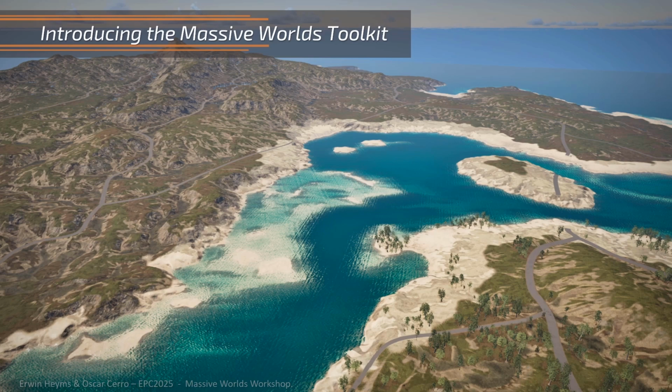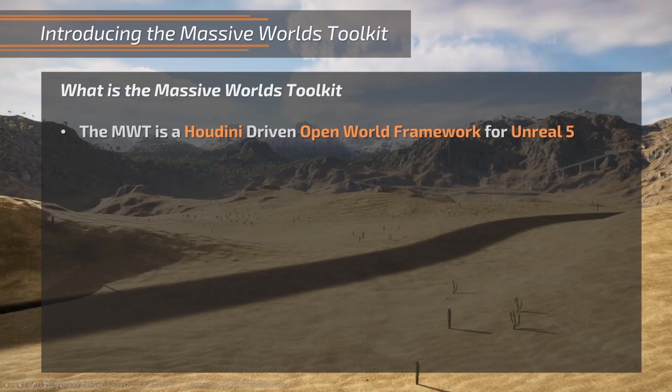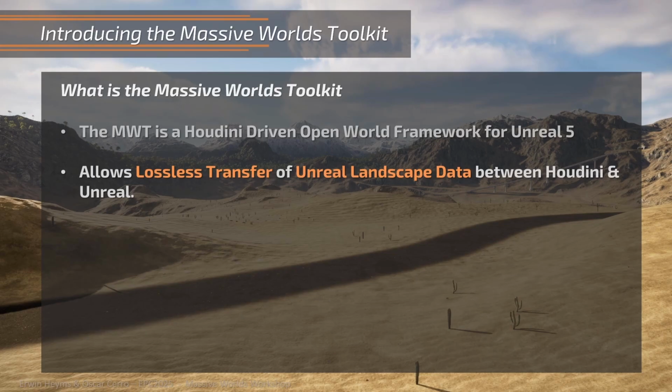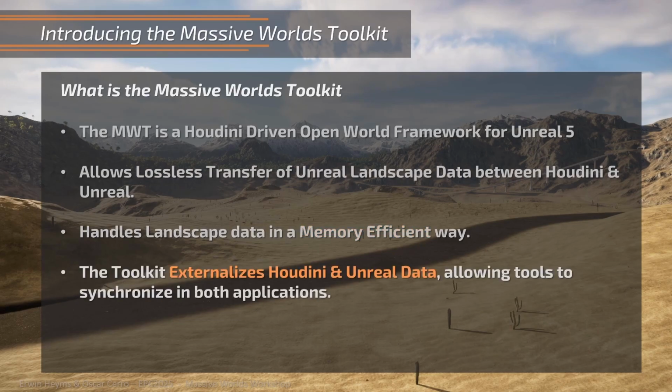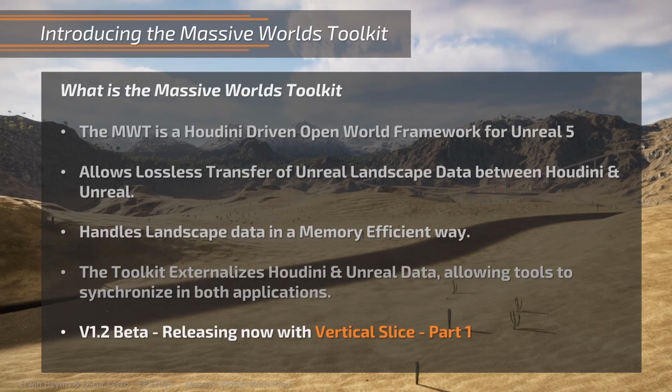Okay, so let me introduce you to the Massive Worlds Toolkit. The Massive Worlds Toolkit is a Houdini-driven open-world framework for Unreal 5. It allows for lossless transfer of Unreal landscape data between Houdini and Unreal, and it handles the landscape in a memory-efficient way. Next to that, the toolkit externalizes Houdini and Unreal data and allows tools to synchronize in both applications. And lastly, I'm currently releasing the version 1.2 beta build, Vertical Slice Part 1.